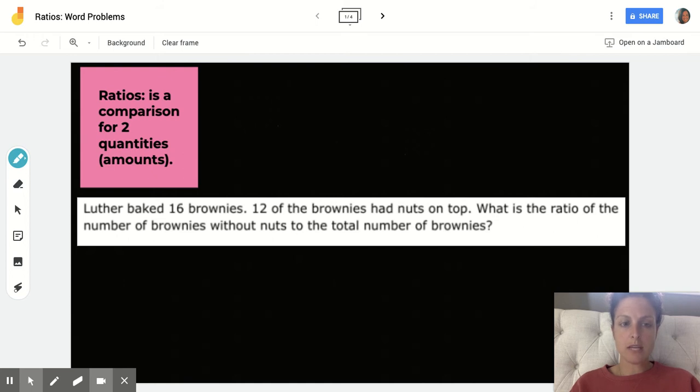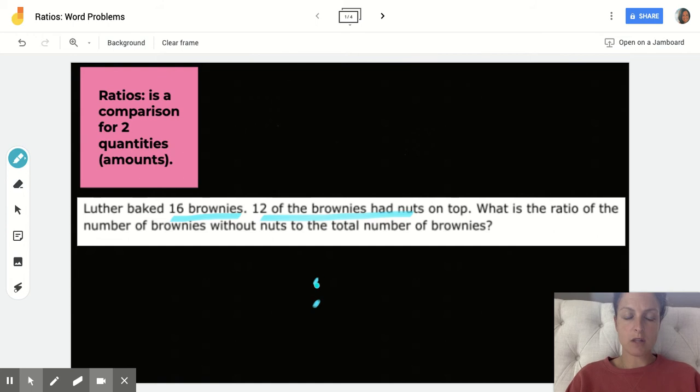So Luther baked 16 brownies. So that's our total brownies. 12 of the brownies had nuts on top. What is the ratio of the number of brownies without nuts to the total number of brownies? Okay, so remember ratios are written with a colon, not a semicolon. So we need to look at what the question is asking us. It says, what is the ratio of the number of brownies without nuts to the total? So we know the total is going to go over here, and then without nuts over here.